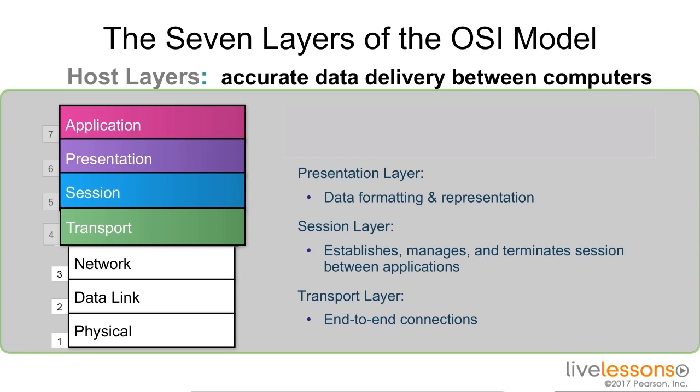This layer may translate data from a format used by the application layer into a common format at the sending station, then translates the common format to a format known to the application layer at the receiving station. The presentation layer handles data formatting and representation. Finally, the application layer serves as the window for users and application processes to access network services. It provides services to applications like email and FTP.